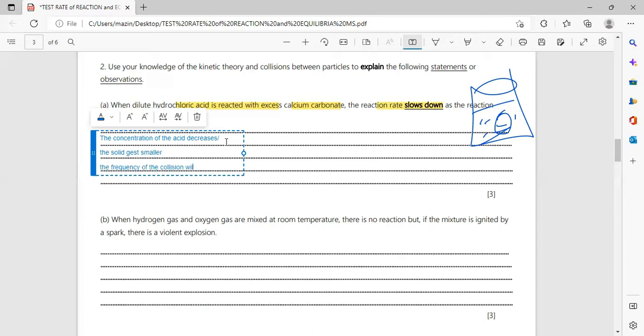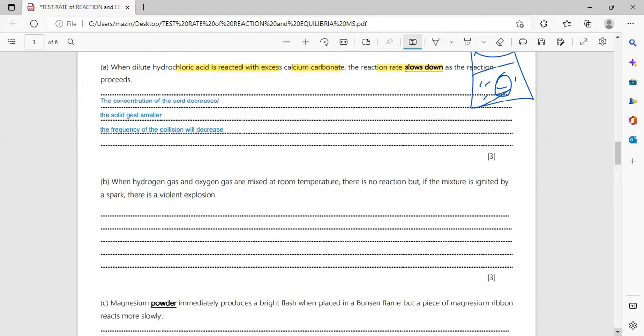Collision will decrease. So this gives you another mark, will decrease. Okay, that's the answer. So here you shouldn't write anything regarding energy. How come this is related to energy? There's no relation between energy and this. And no activation energy, no successful collision to be written here.